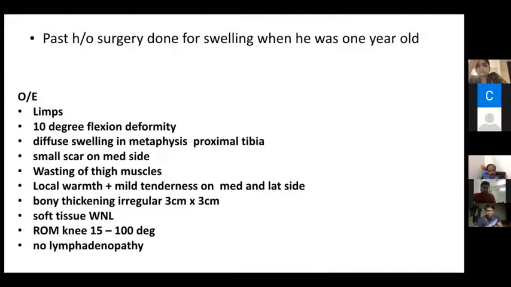Wasting of thigh muscles noted. Local warmth present. Mild tenderness on the medial and lateral side. Bony thickening is present. Irregular bony thickening of 3 by 3 centimeters noted. The soft tissues are within normal limits. The knee range of movement is from 15 degrees to 100 degrees. There is no lymphadenopathy.